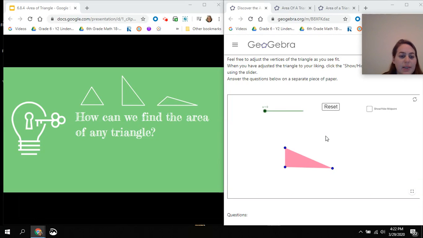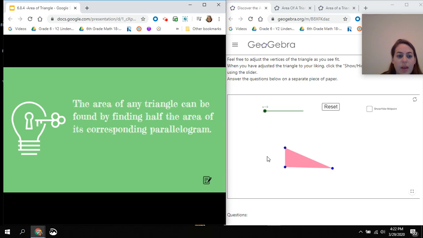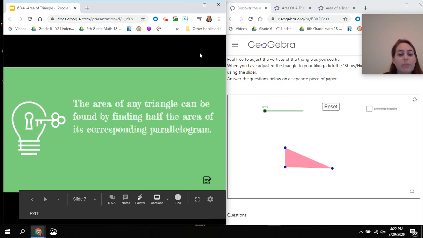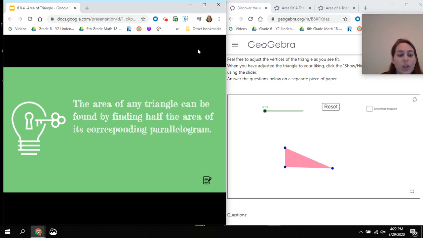Let's pause and reflect. How can we find the area of any triangle? Take a moment to write your answer down on paper. The area of any triangle can be found by finding half the area of its corresponding parallelogram. You might also have had a key idea about duplicating a triangle and rearranging it to form a parallelogram, or you might have also included that we know the parallelogram's area can be found using area equals base times height.